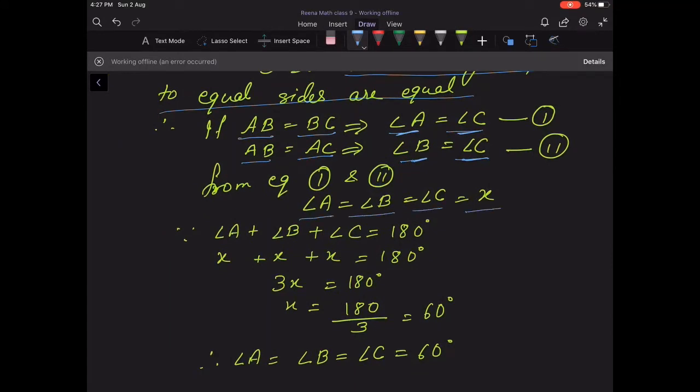Let us suppose these all the three are equal to x. We know by angle sum property of a triangle that angle A plus angle B plus angle C is equal to 180 degree. Since we assumed each angle as x, we can substitute like this, x plus x plus x is equal to 180, or 3x is equal to 180, or x is equal to 180 by 3, means 60 degree. So each angle we got 60 degree. So this way exercise 7.2 is over.